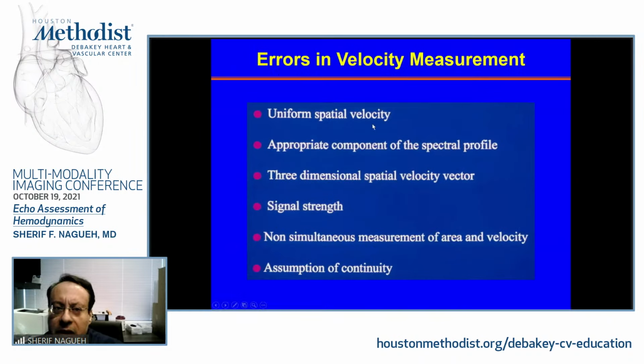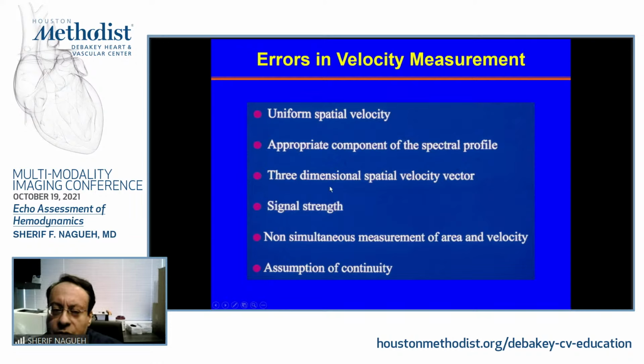Looking at errors in velocity measurements, the first assumption that we put is we assume that the velocity is the same across the profile of flow, and that may not hold. The second assumption is when you have a spectral profile and you have red blood cells moving with different velocities, do you take the highest velocity? Do you take the mean velocity? The velocity that we take actually is the modal velocity. This is the velocity with which most cells are moving.